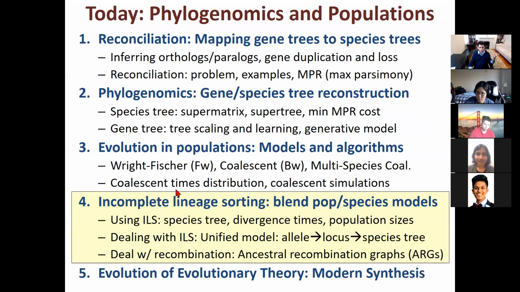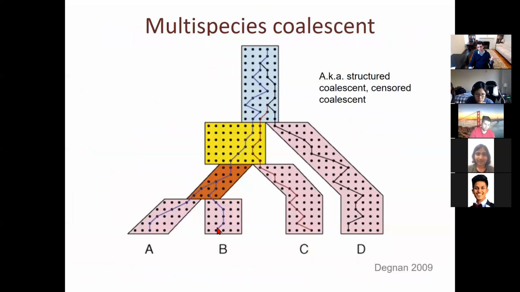So having now this tool for modeling coalescence time distributions and simulating coalescence, we can actually tackle head-on incomplete lineage sorting. Okay, so first we're going to define incomplete lineage sorting, and then we're going to use increasingly sophisticated methods for dealing with it. So the first model that we need to have is this multi-species coalescence.